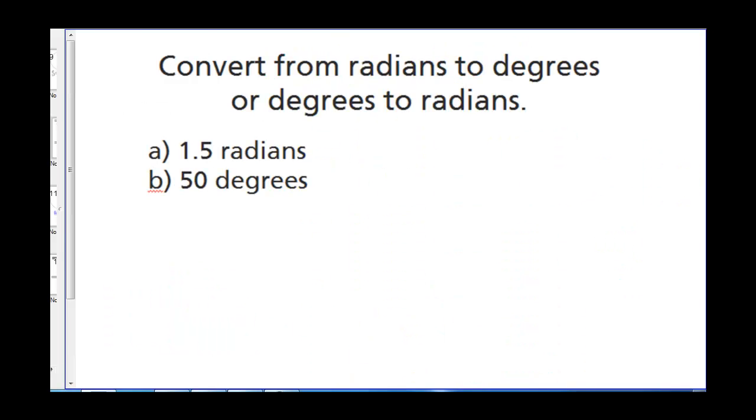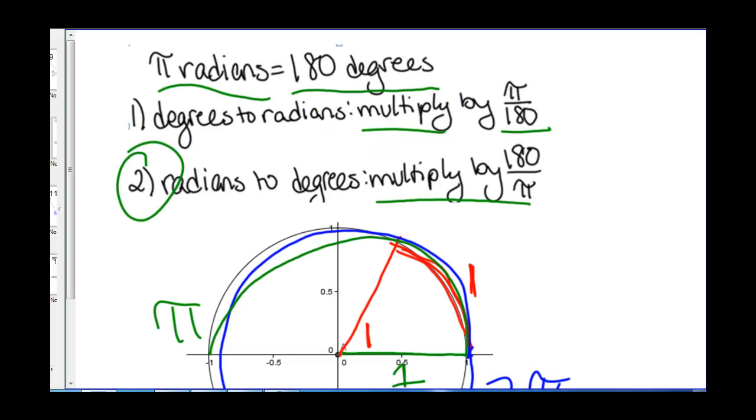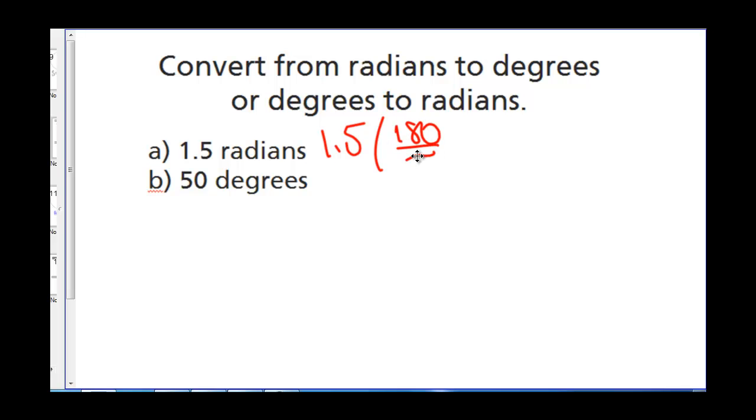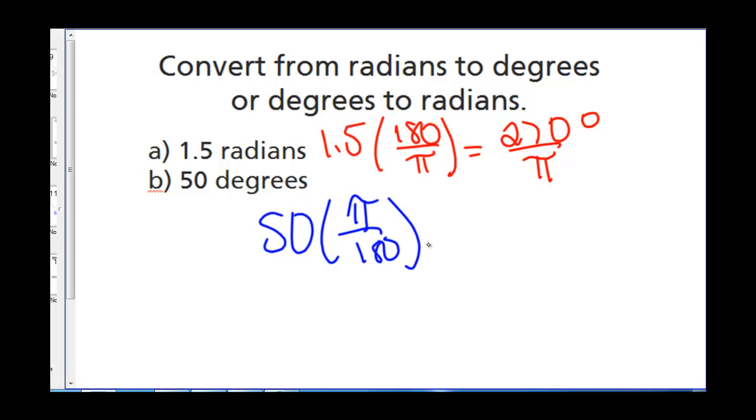Now let's have you try. Convert from radians to degrees or degrees to radians. So pause the video, and when you're ready, come back and check your work. So 1.5 radians, we want to multiply that by which one? We multiply by 180 over pi. So 180 times 1.5 is 270 over pi, and this is degrees. 50 degrees, multiply that by pi over 180, so that will give us 5 pi over 18, and that is radians.